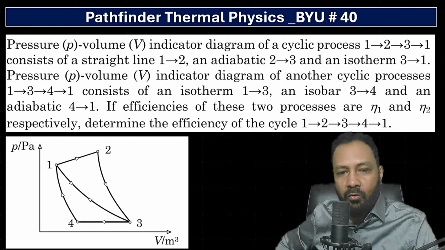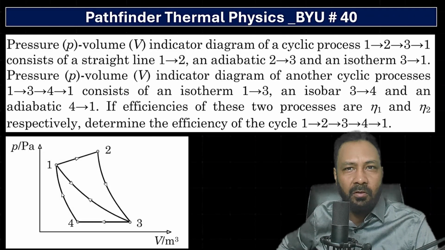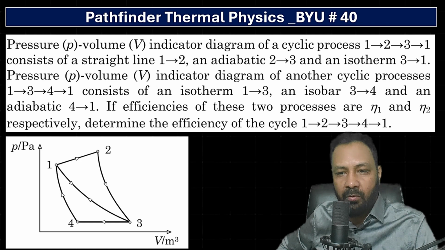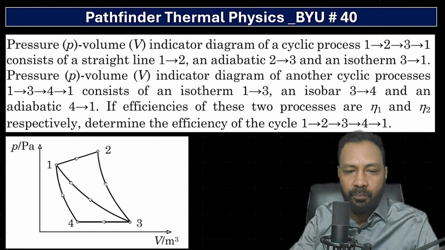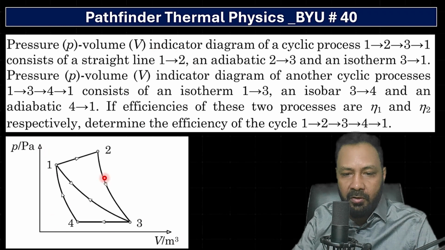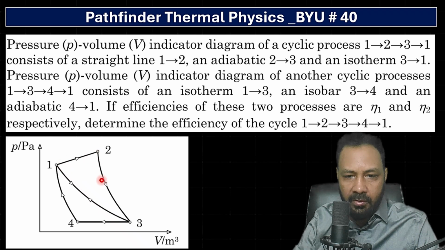And now I have another good question from Pathfinder, from the thermal physics chapter. It's Build Up Your Understanding, question number 40. This question is also related to efficiency. Here a PV diagram is drawn. This is the indicator diagram. This is cycle 1 2 3 1, that is one cycle. This consists of a straight line, and 2 3 is an adiabat, 3 1 is an isotherm.